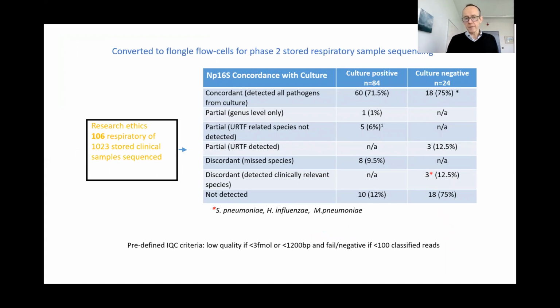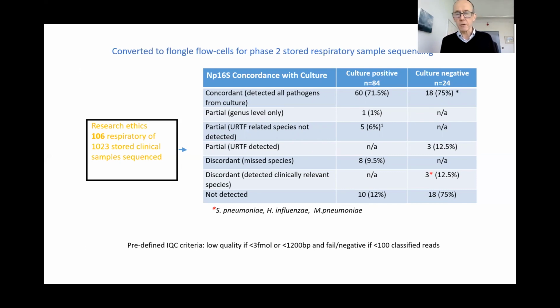Okay, that gave us confidence to move on to phase 2, which instead of analyzing isolated bacterial colonies, we went to frozen respiratory samples, surplus to requirement, with ethics, after we'd thawed them. And to cut a long story short, over 100 samples, culture positive and culture negative, we saw concordance with culture in 75% of cases. Now, that was deemed adequate because they were frozen samples.